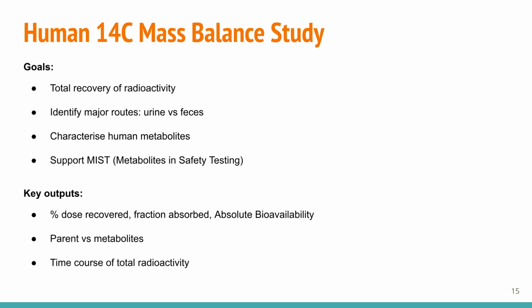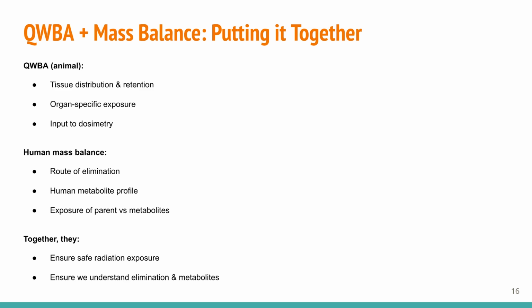The Human 14C Mass Balance Study aims for total recovery of radioactivity, identification of major excretion routes, and characterization of human metabolites. This supports MIST and yields critical information on fraction absorbed and absolute bioavailability. Together, QWBA and mass balance ensure a safe radiolabel program. QWBA provides animal tissue distribution for dosimetry, while mass balance defines the human metabolite profile and elimination route.